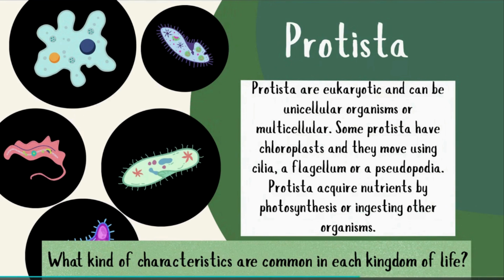And so these organisms would be able to get their color from that. And they move using cilia. Cilia is these tiny hair-like things that you see in these organisms. And this is your flagellum right here, this tail-like thing. So Protista obtain nutrients by photosynthesis or by ingesting other organisms. So that is why they are autotrophic and heterotrophic.